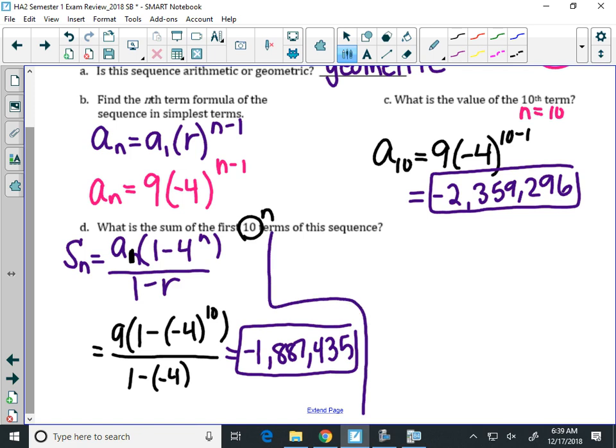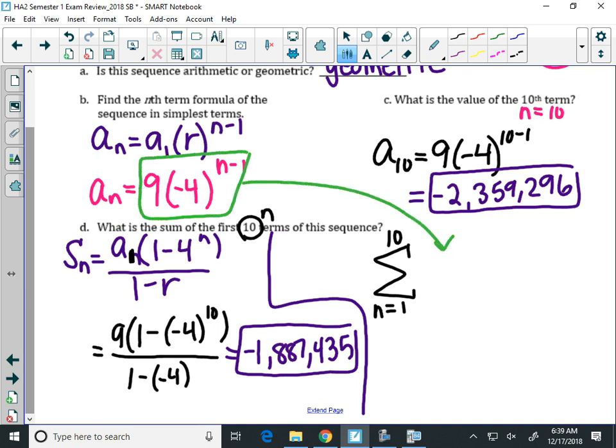You also have the option of using sigma notation. So if you wanted to, you could use sigma notation here. It says we're trying to find the sum of the first 10 terms, so our indices would be from 1 to 10. And remember, with sigma notation, you just take this nth term formula and put that right after sigma notation: 9 times negative 4 to the n minus 1.